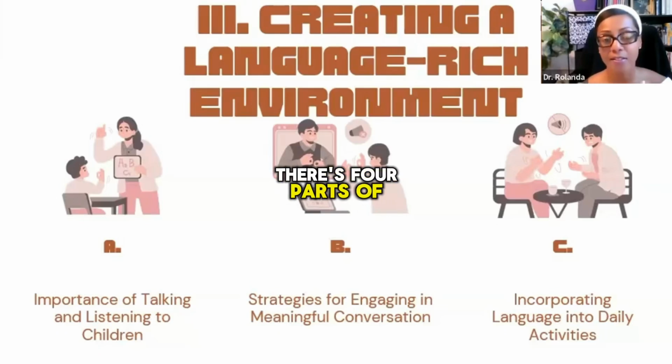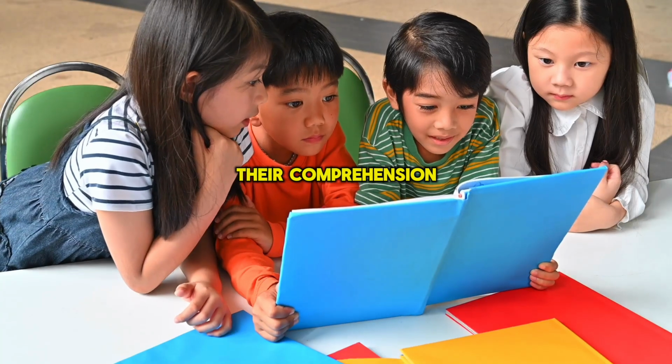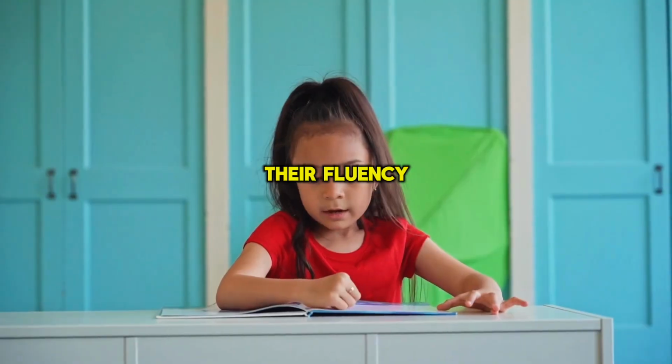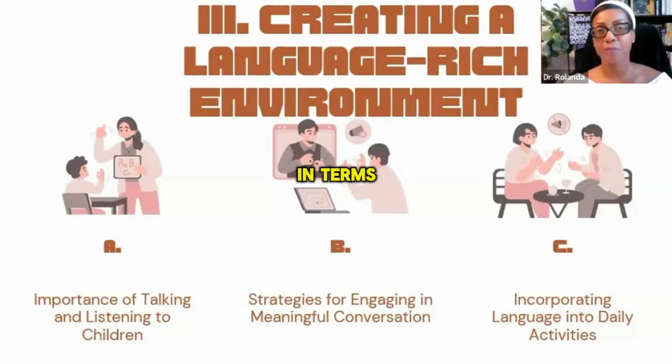There's four parts of language and literacy. We want to talk about their comprehension, their phonemic awareness, their fluency, and their vocabularies. Let's talk about it in terms of a spectrum.